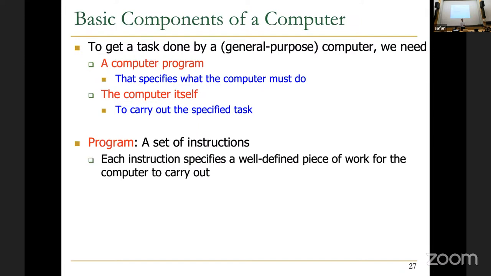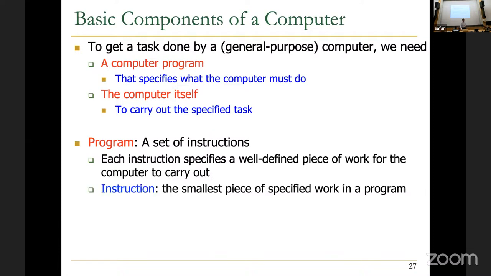Each instruction specifies a well-defined piece of work that the computer should carry out. This is what the programmer tells the computer to carry out. So of course, this well-defined piece of work needs to be agreed on, and that's what the hardware-software interface is all about.